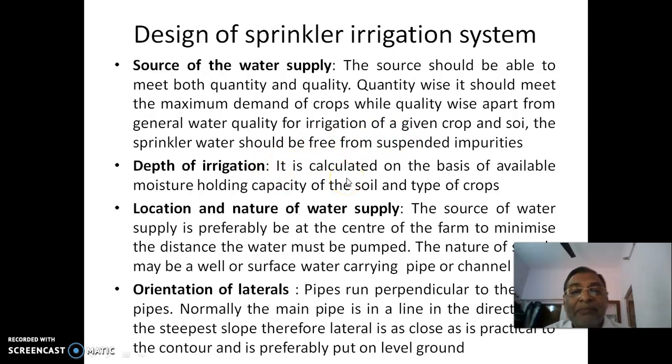Then depth of irrigation. Of course, it is calculated on the basis of available soil moisture, and then the soil moisture holding capacity of the soil and of the crops.